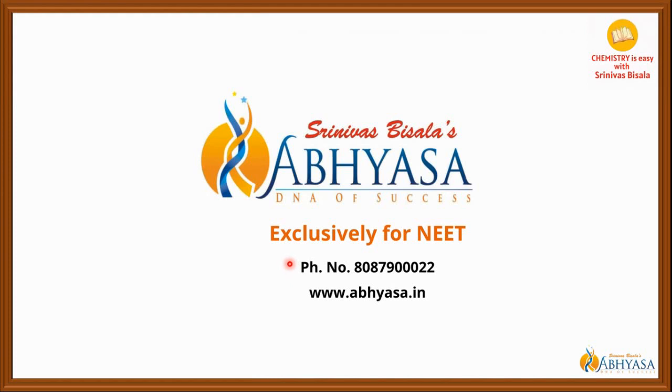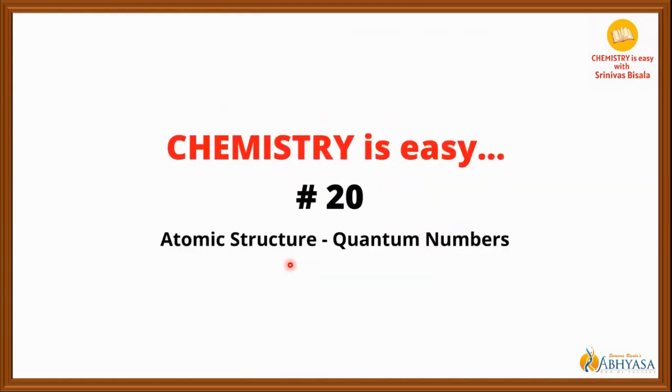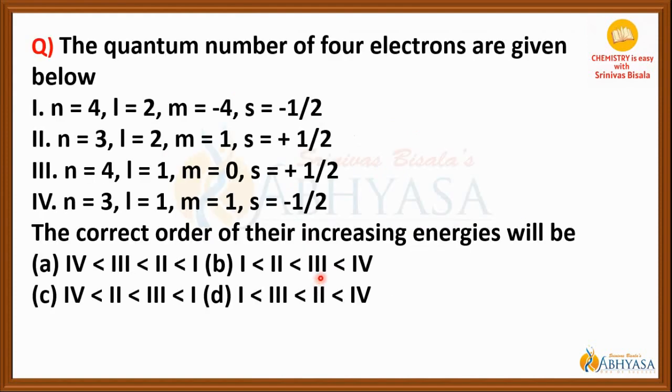In this video, let us solve a question related to quantum numbers which is connected with the n plus L rules. Here is the question. The quantum numbers of 4 electrons are given with a different combination of n and L, and we need to find out the correct order of their increasing energies. This is one of the very important models from this particular chapter. Before solving this, let me explain the concept behind it.